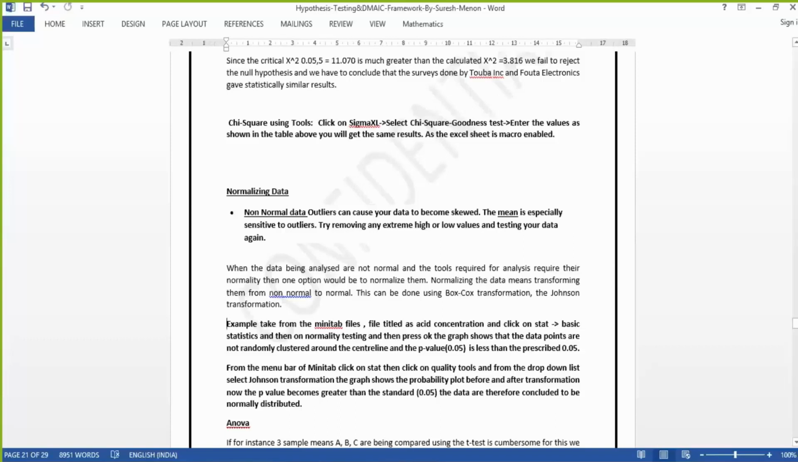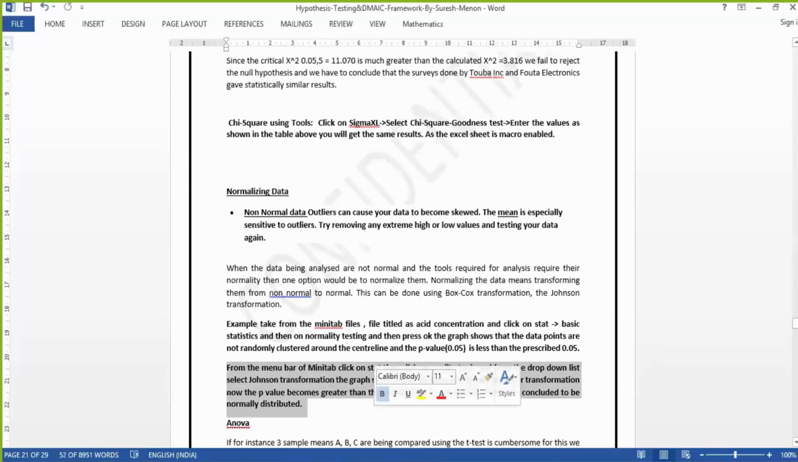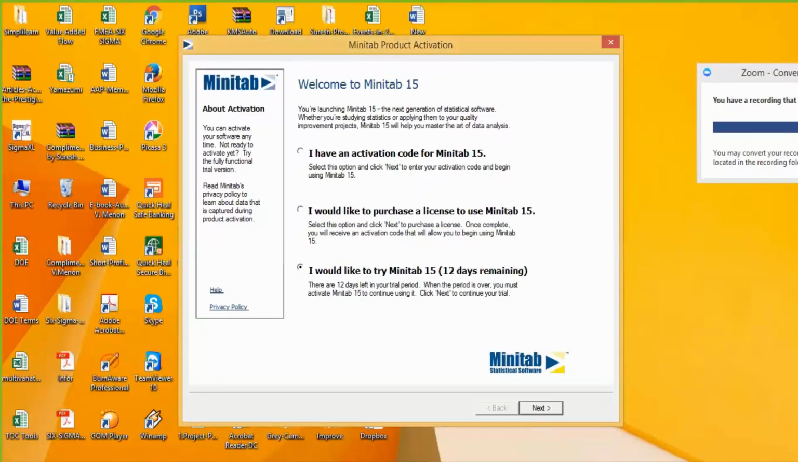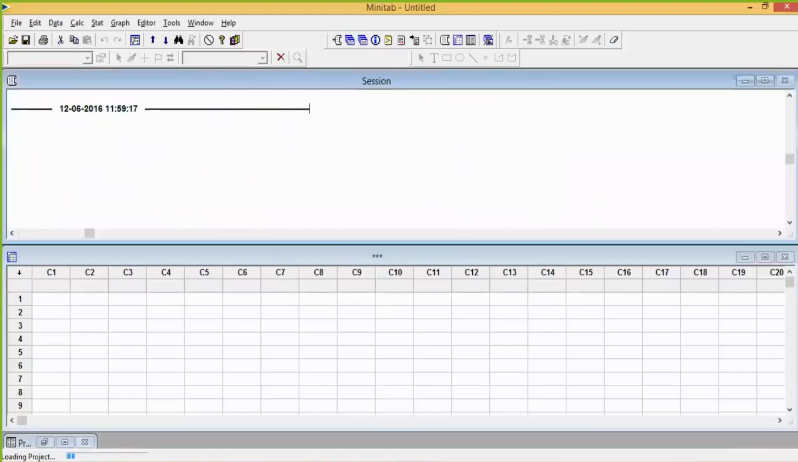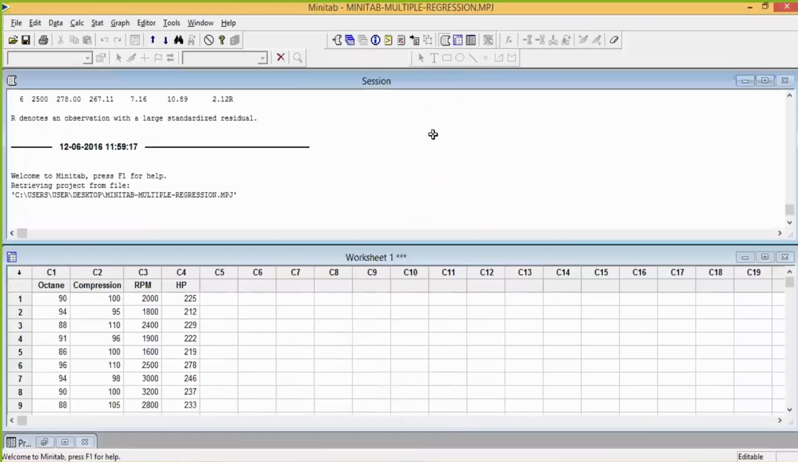Example, see here I have highlighted. Just do this exercise along with me. I'll take you to Minitab. My Minitab is expiring in another 12 days. From the menu bar of Minitab, click on Stat, then on Quality Tools, and from the drop-down list, select Johnson Transformation.